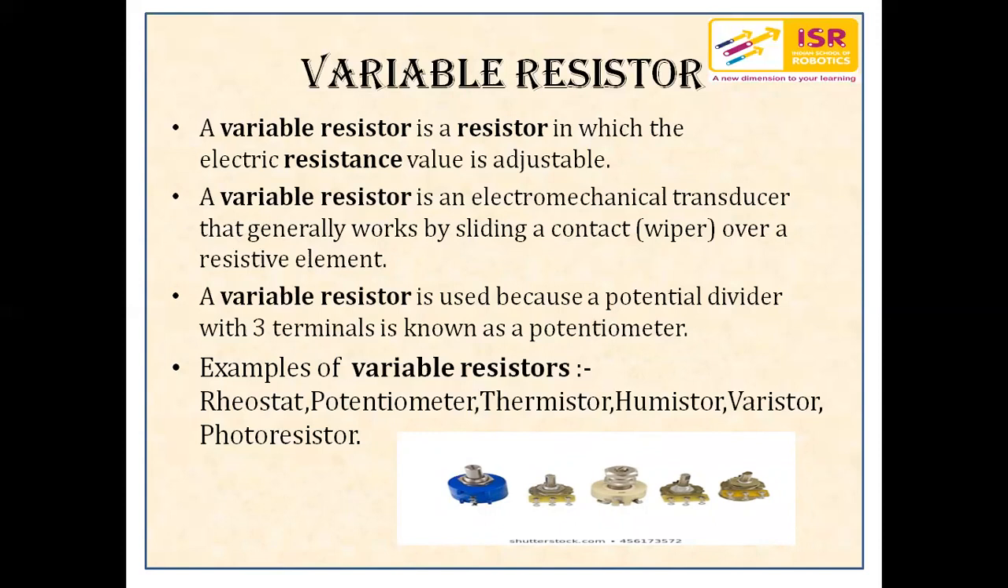Now we have different types of variable resistors like rheostat, potentiometer, thermistor, humistor, photoresistor, etc. These variable resistors change their value depending upon the temperature, the voltage, or the light that is falling on it.